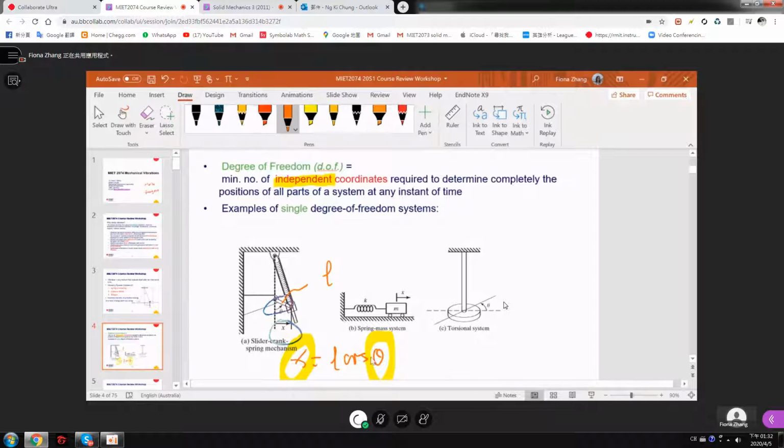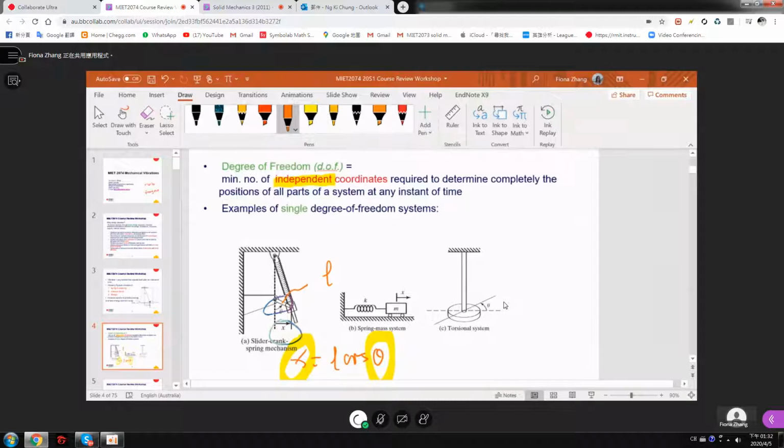For B here, this is very simple. You just see the x, okay? Only one coordinate. This one as well, for this torsional system, also has one coordinate to describe the system, theta, right? So you need to be careful. If it asks you to model some system, you need to judge. Because different degrees of freedom mean all these formulas are different. Okay.